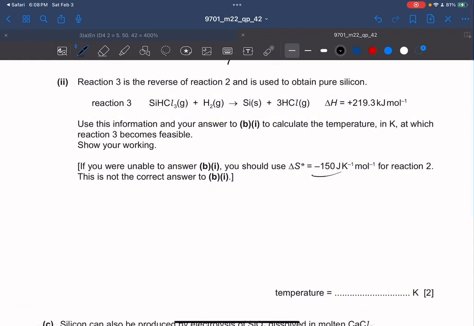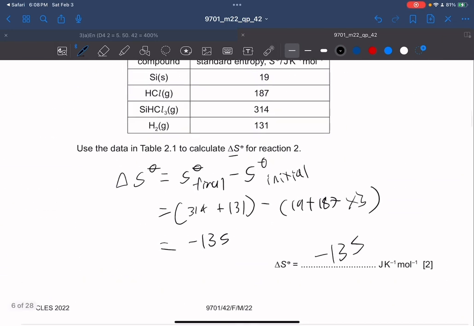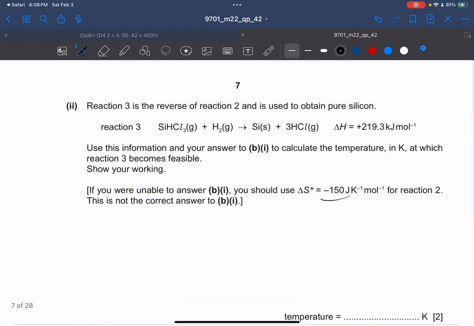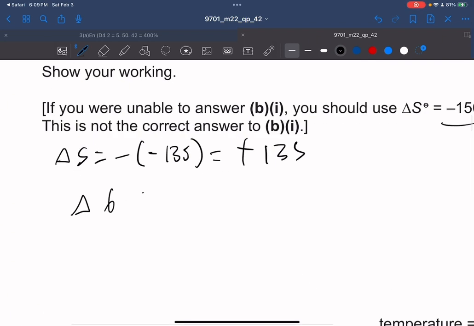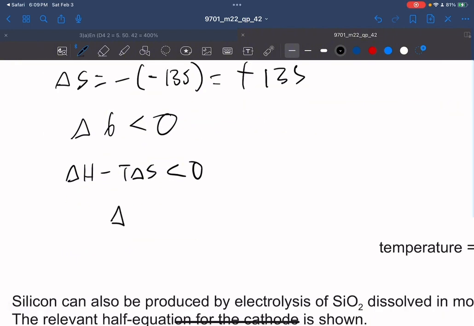Okay, so something that we have to be very wary of here is, because this is the opposite reaction, delta S is going to be the reverse. So it's going to be positive 135 actually. And we need to find where it becomes feasible. So remember, for feasibility, delta G has to be less than 0, where delta G is delta H minus T delta S. So we can work this out like in maths.